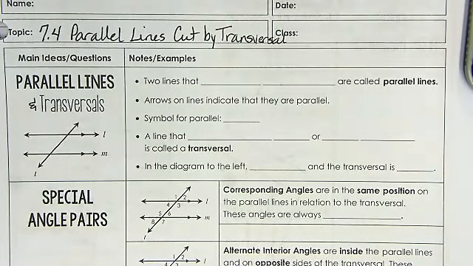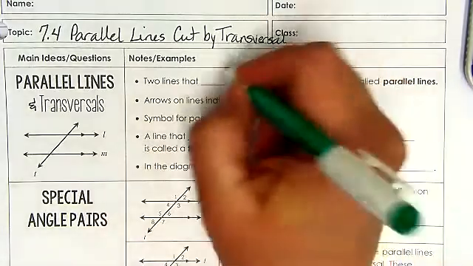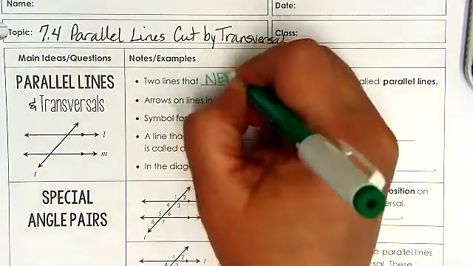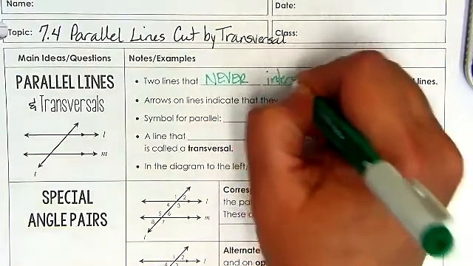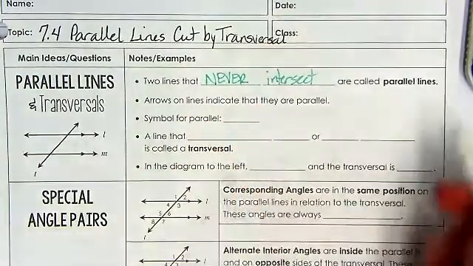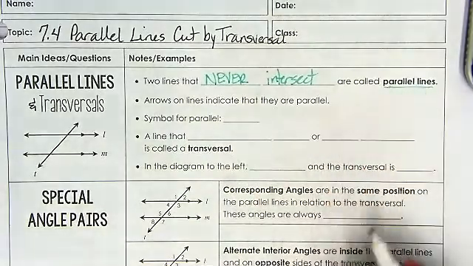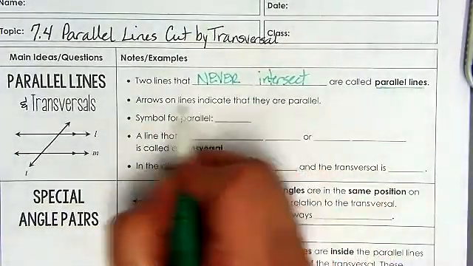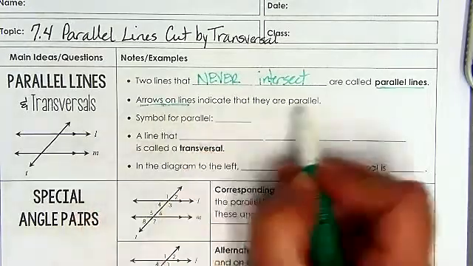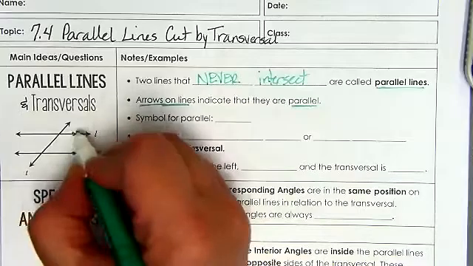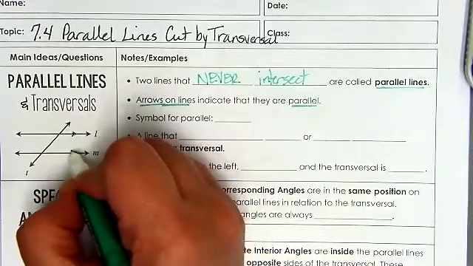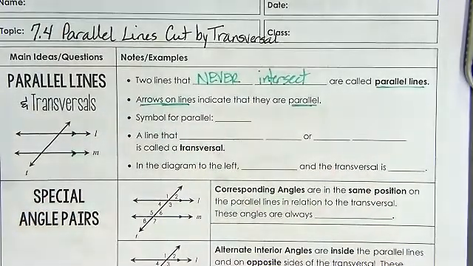Hello guys, so today we're going to cover parallel lines cut by a transversal. Parallel lines are two lines that never intersect. These parallel lines never intersect. They're called parallel lines. Arrows on the lines indicate that they are parallel, which is these arrows right here. Those represent that it's parallel.